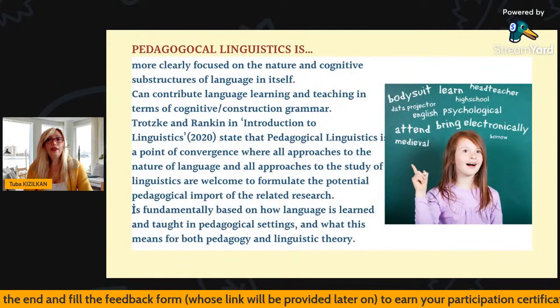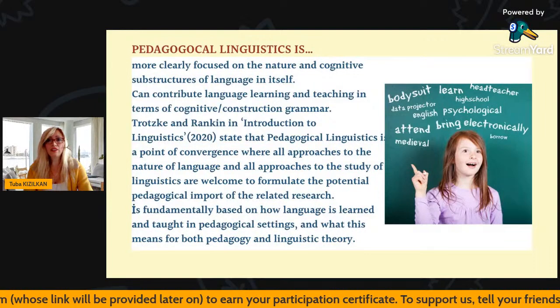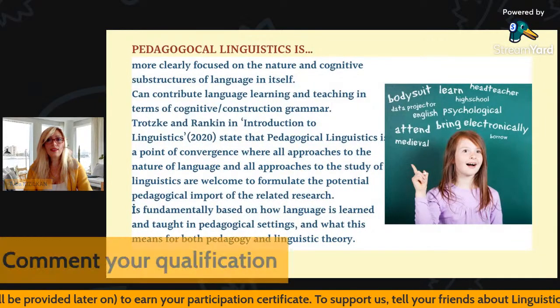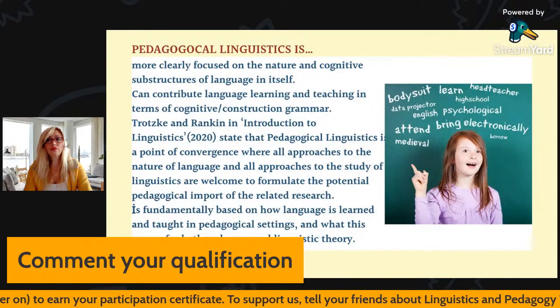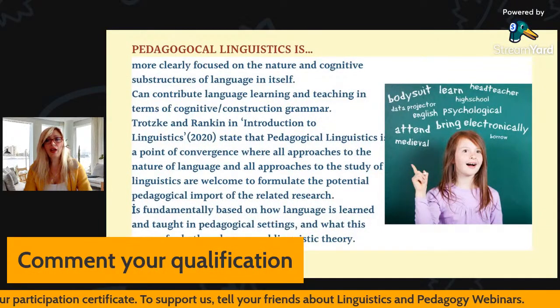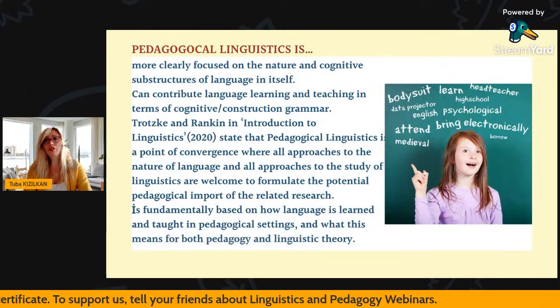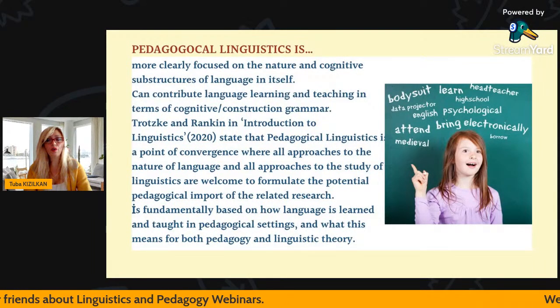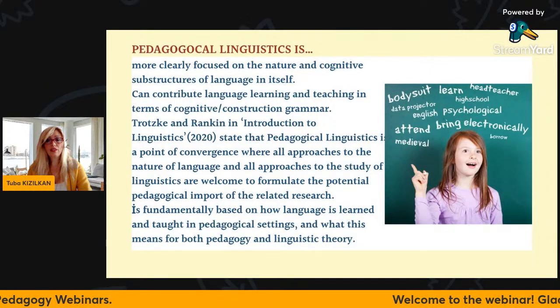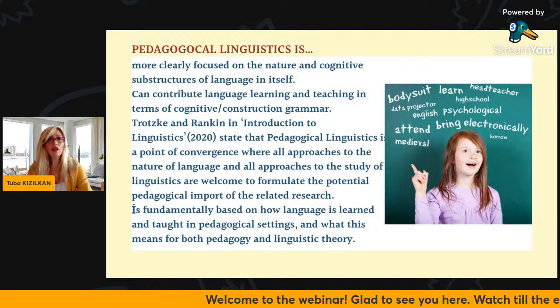So, grammar might be a challenging point for English teachers, and as far as I'm concerned, I'm a very experienced teacher of more than 22 years. So I observed that many students might have difficulties learning grammar.